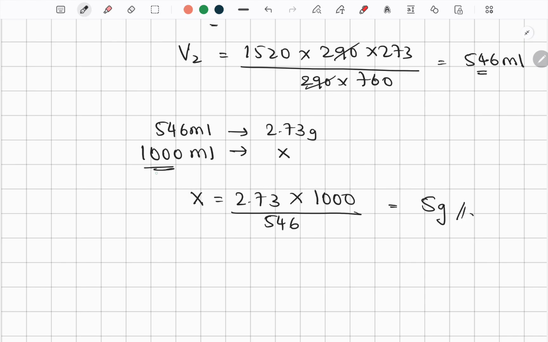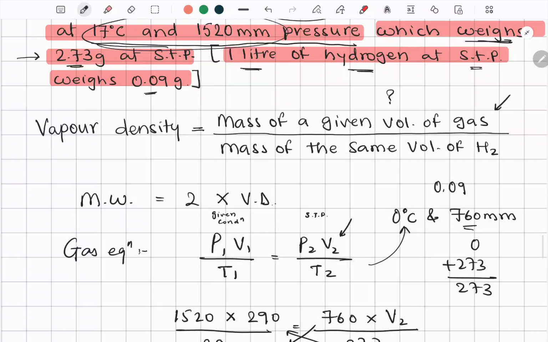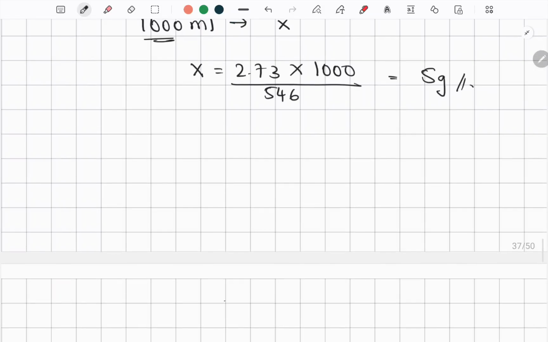If anyone has a doubt why only 1000 ml, it's very clear, because the mass of the hydrogen is given for about 1 liter, which is nothing but 1000 ml. So the volume of the hydrogen is 1000 ml, and the volume of the given gas is also 1000 ml. Both gases are 1000 ml, weighing a particular mass. That mass we need to put in this formula of vapor density.